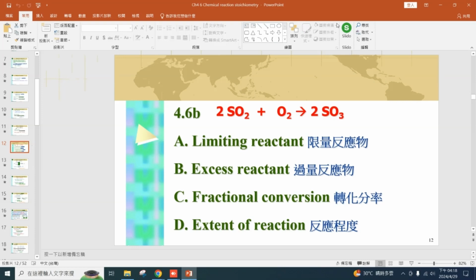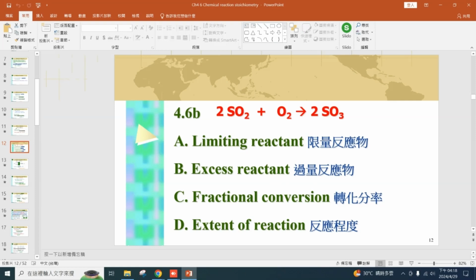Last week we talked about limiting reactant, right? So according to this equation, which will be the possible limiting reactant in this reaction? I need you to find out which one is the limiting reactant in this reaction, and which one is the excess reactant.